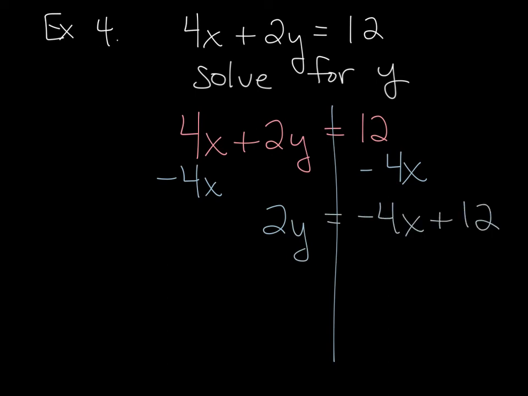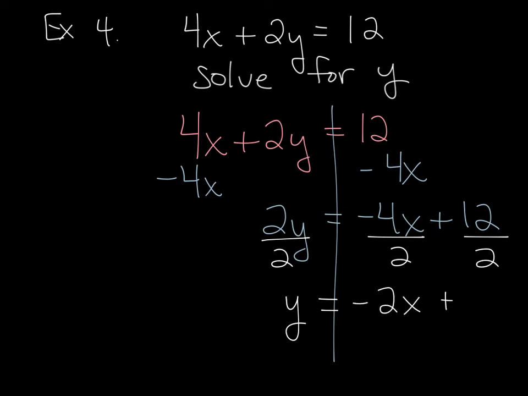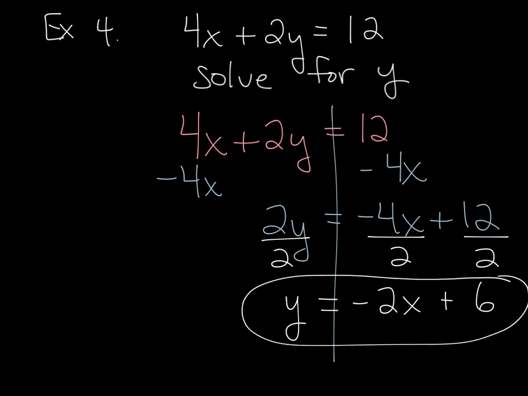Life is good there. Now, again, just like before, back in the day when you had 2 times the variable is equal to a number, I need to divide everything by a 2. Everything gets divided by a 2. So then I am left with y is equal to, well, what is negative 4 divided by 2? Negative 2x. And what is 12 divided by 2? 6. There is your final equation, because that's what you're doing here.